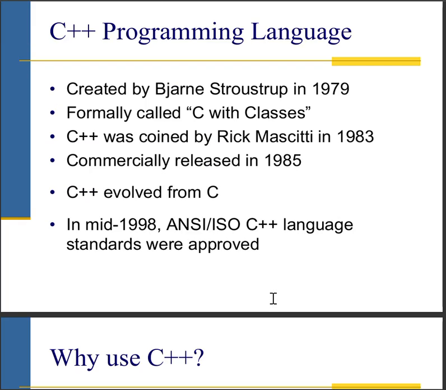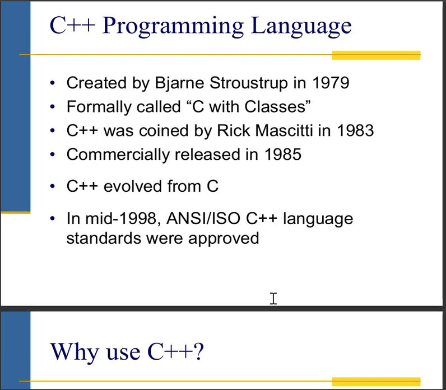So there's the history of C++. C++ was created by Bjarne Stroustrup in 1979. It was originally called C with Classes. The name C++ came in 1983, that's here. It evolved from the C language and became a standard in 1998, as we can see here.